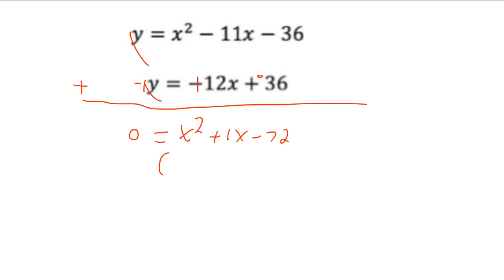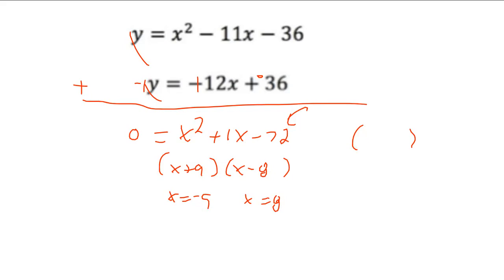I'm going to solve this by factoring. You can solve it any way you want. You could use the quadratic formula or completing the square. Really doesn't make any difference. I'm going to factor this. What two numbers multiply to negative 72 that add up to 1? Well, x plus 9, x minus 8. And that means x equals negative 9 or x equals 8.